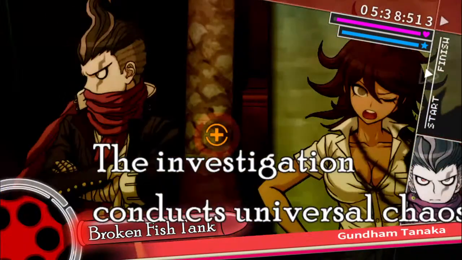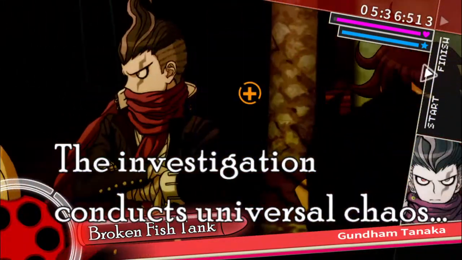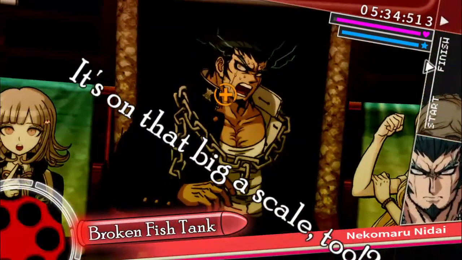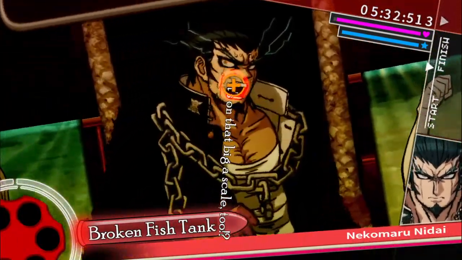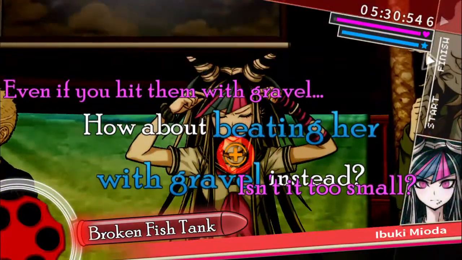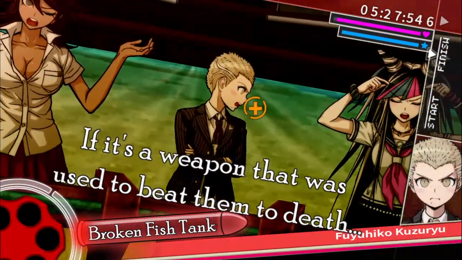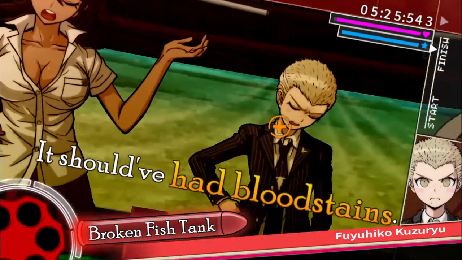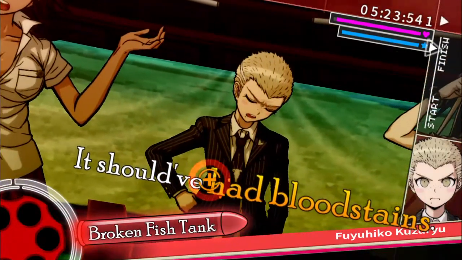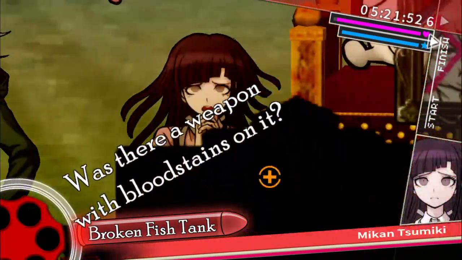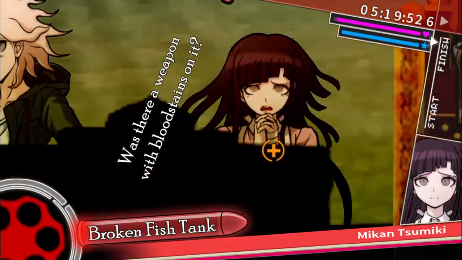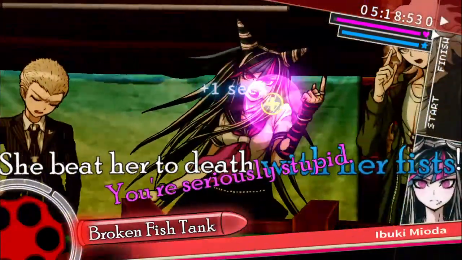The investigation conducts universal chaos. It's on that big a scale, too? How about beating her with gravel instead? If it's a weapon that was used to beat them to death, it should have had bloodstains. Was there a weapon with bloodstains on it? She beat her to death with her fists!